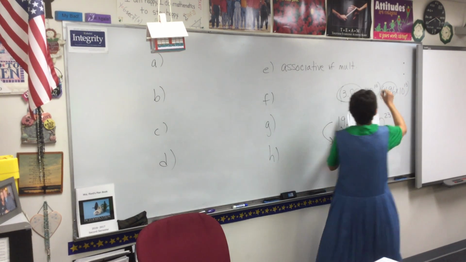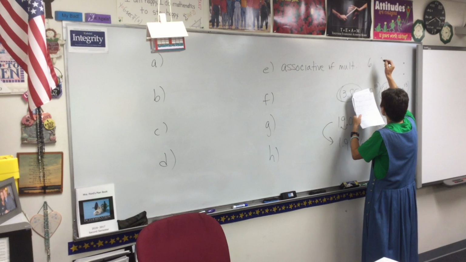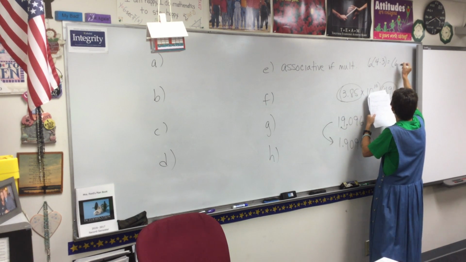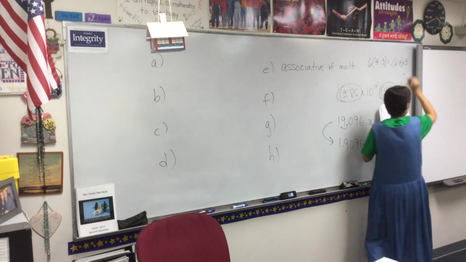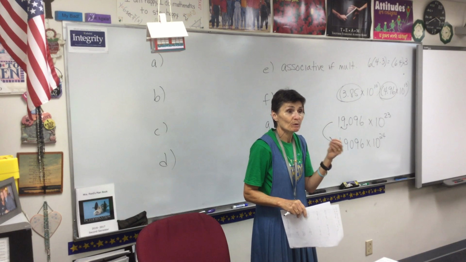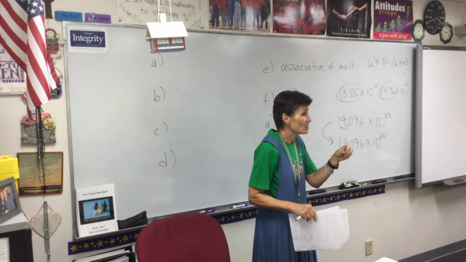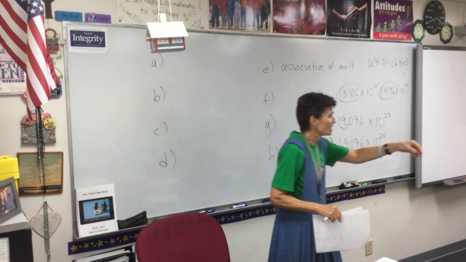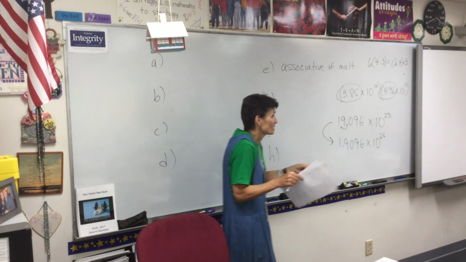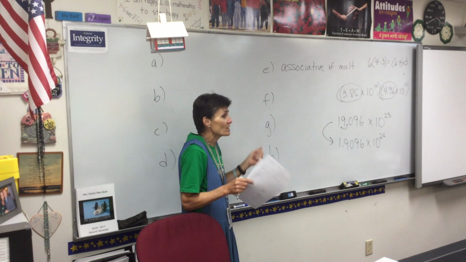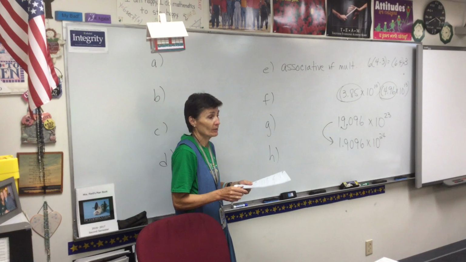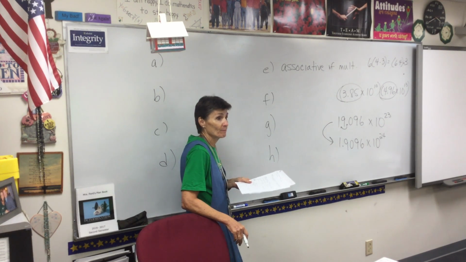Because what happened in problem E, we have 6 times 4 times 3 and 6 times 4 times 3. We left everything in the same order, we just regrouped it. And when you group, think about making a group yourself. It's who you associate with. When you group things, it's an associative thing. Regrouping is associative. Very good. Anybody know another one?